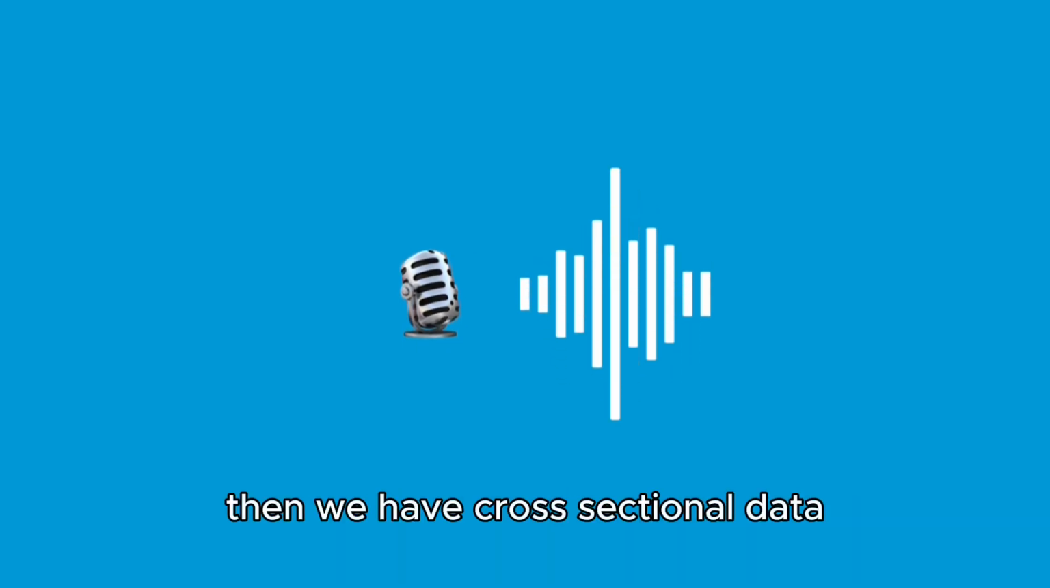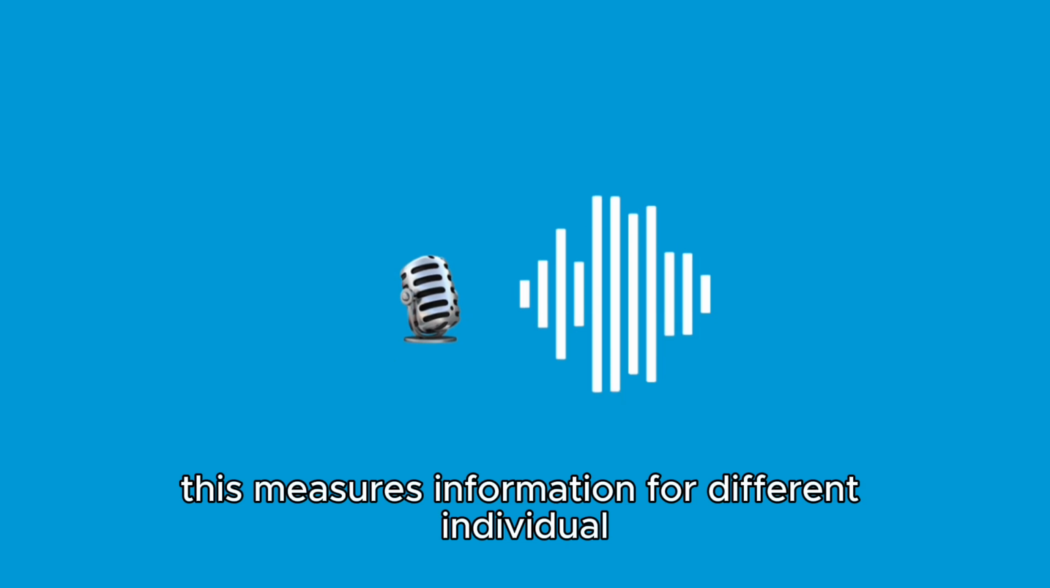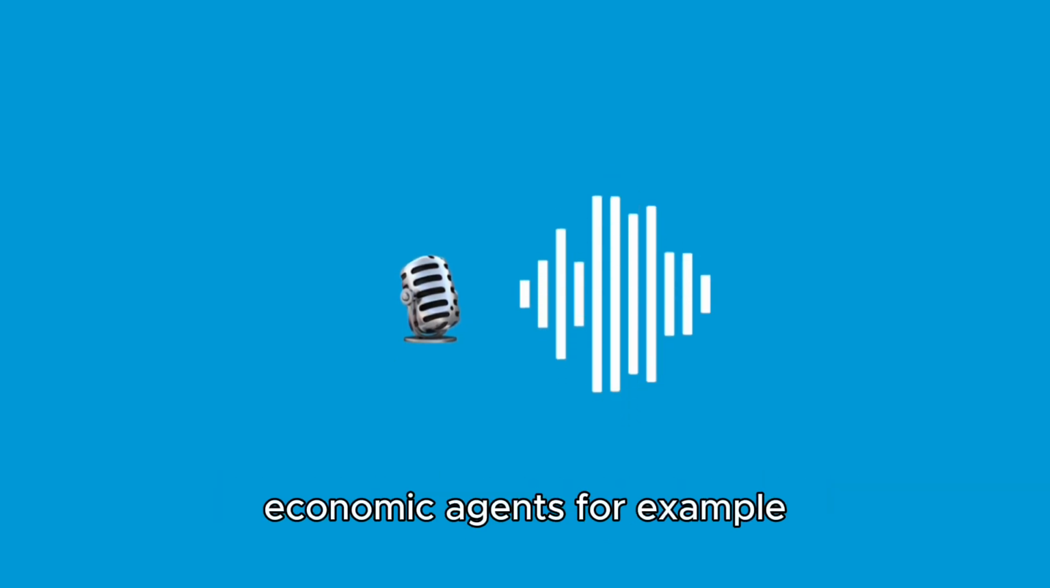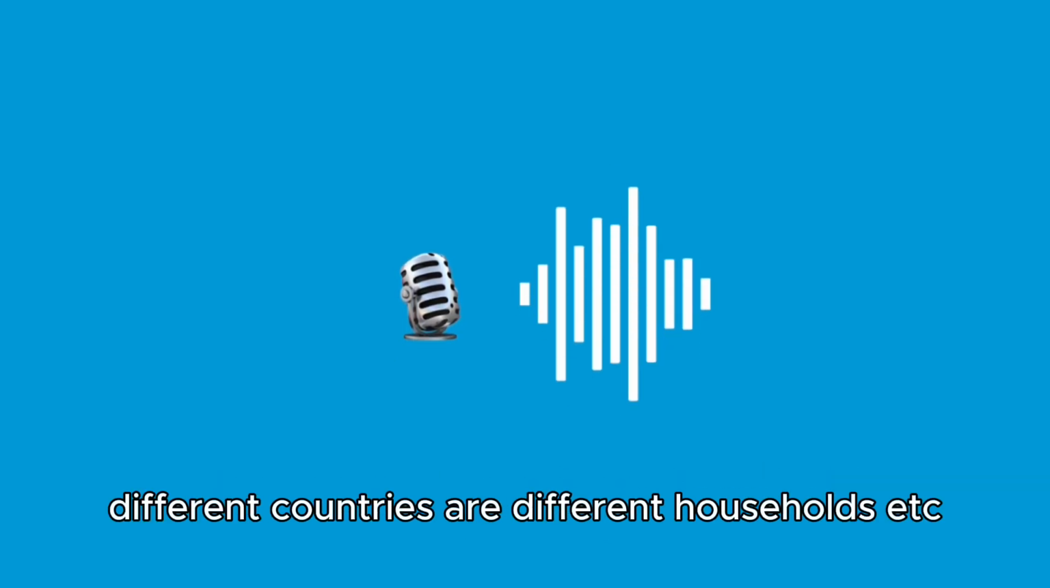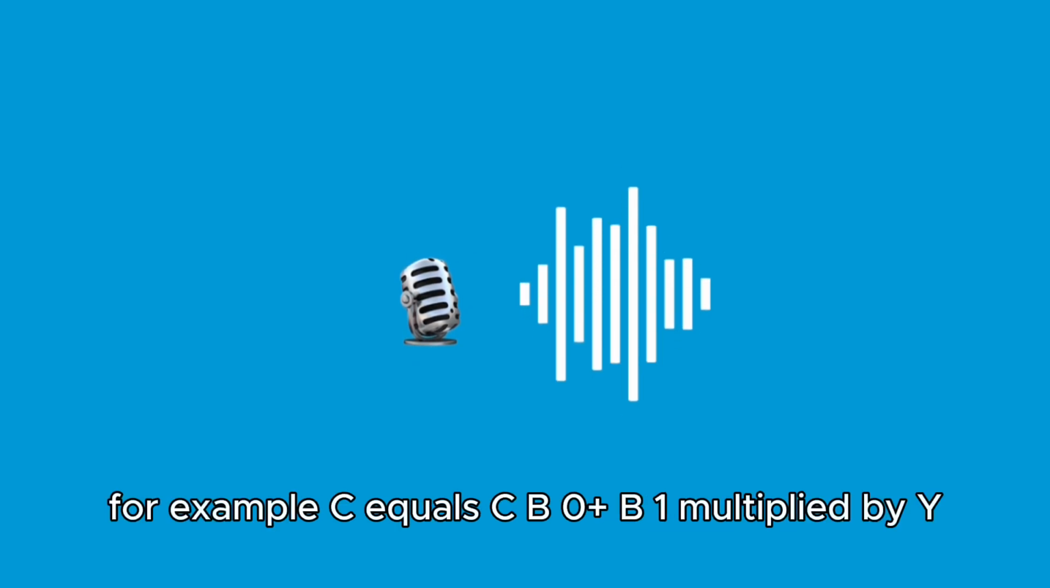And then we have cross-sectional data. This measures information for different individual economic agents. For example, different countries or different households, etc. at the same time period. For example, C = B0 + B1 × Y.